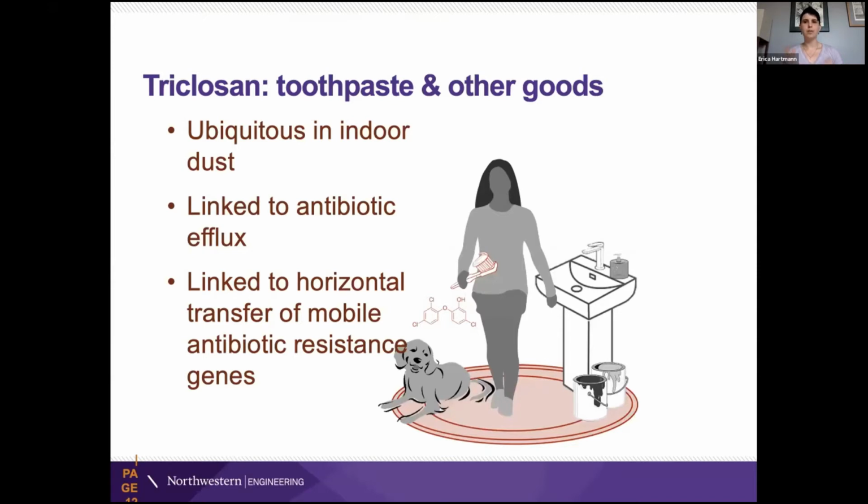And we know from lab studies that triclosan is linked to antibiotic efflux. As I mentioned previously, it's also linked to horizontal transfer of mobile antibiotic resistance genes. So just the fact that triclosan is present can stress out microbes, which then prompts them to start sharing mobile genetic elements, some of which contain antibiotic resistance genes, even though those genes may not confer any advantage against triclosan itself.